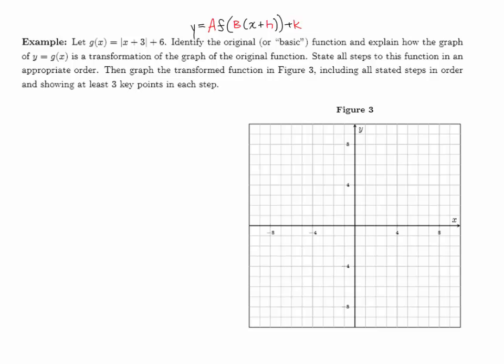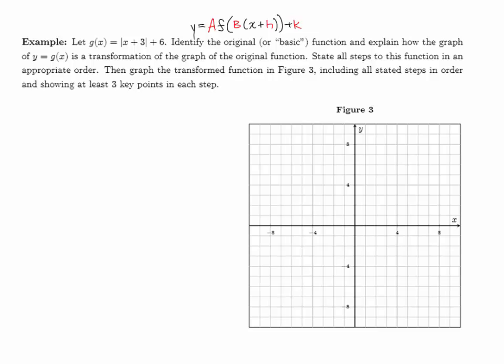In this example, we're going to use transformations to sketch the graph of the function g defined by g of x equals the absolute value of the quantity x plus 3, plus 6. To do so, we'll identify the original or basic function and explain how the graph of y equals g of x is a transformation of that original function. We'll state all steps to this transformation in appropriate order, and when we sketch the graph, we'll make sure that we include at least 3 key points and track them through each step.